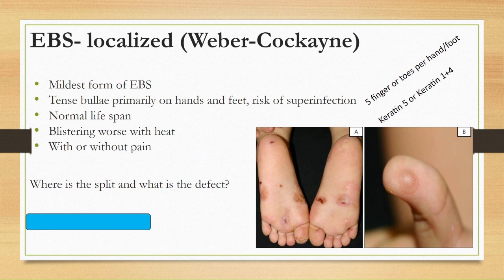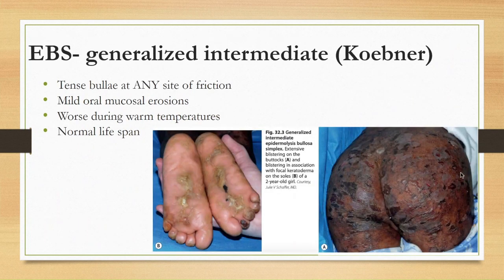Now, going specifically into the localized subtype, this is the mildest form, often the most common. Then you want to know where is the split, what's the defect. One way you can remember this is you have 5 fingers, 5 toes per hand and foot. So if you have 5 fingers, 1, 2, 3, 4, 5, you can think of keratin 5 and keratin 14, which 1 and 4 adds up to 5. So yes, keratin 5, keratin 14. And now remember, this is an intraepidermal split here with EB simplex.